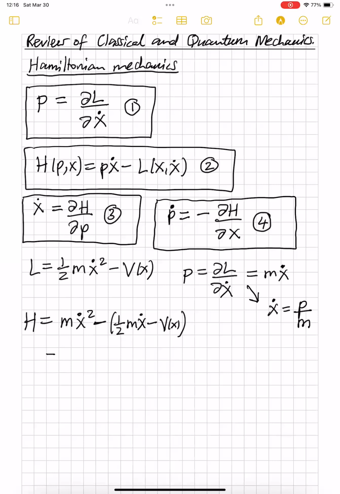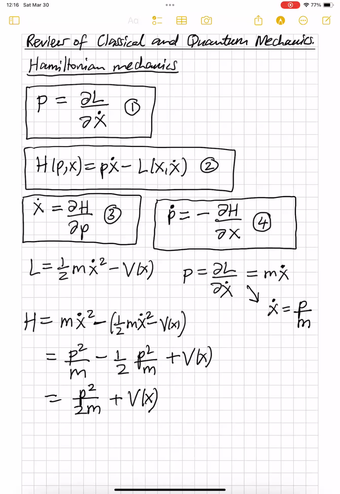So then what is my Hamiltonian? Well, it will be m times p squared over m squared. So after eliminating x dot, the first term is p squared over m. Then I've got minus 1/2 m x dot squared, oh sorry, I dropped a square there. And that term, m x dot squared, will also be p squared over m. And then the minus times the minus makes it plus V of x. So p squared over m minus 1/2 p squared over m is just p squared over 2m plus V of x.